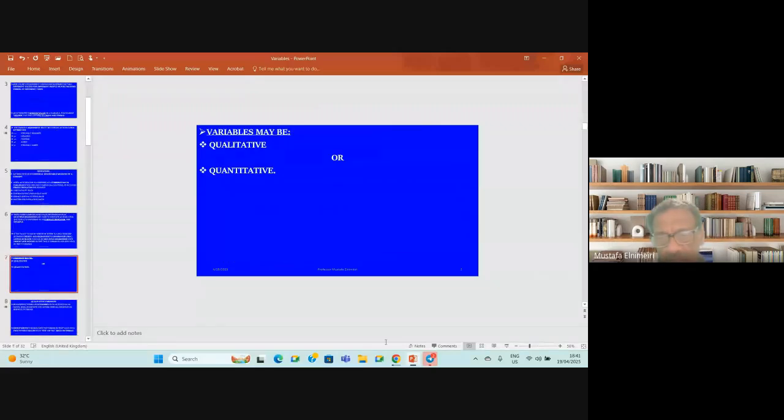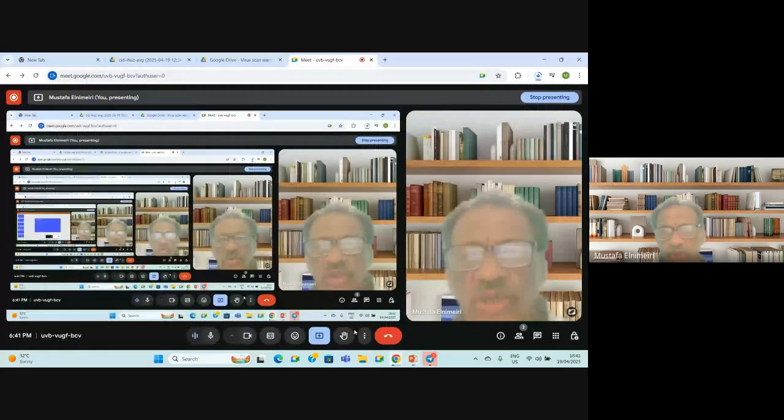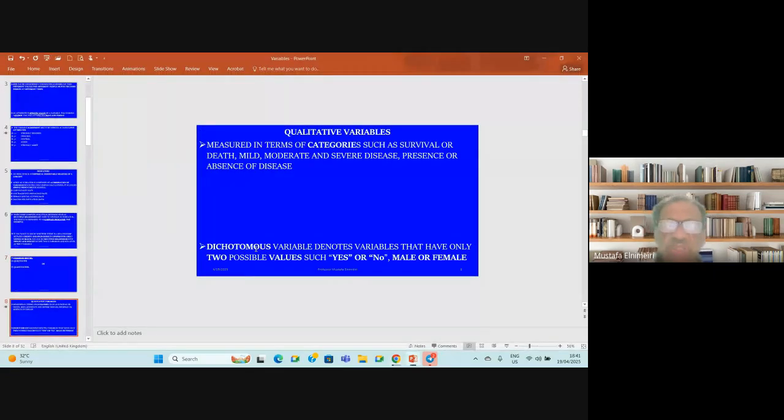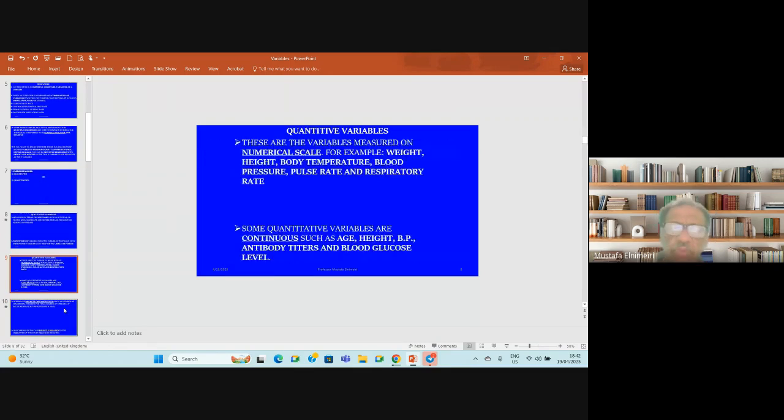Also, we can classify the variables into qualitative and quantitative variables. Qualitative variables are measured in terms of categories such as survival or death, mild, moderate, and severe elevated blood pressure, presence or absence of disease. And also we can talk about dichotomous variables, which denote variables that have only 2 possible values, such as yes or no, male or female, dead or alive, positive or negative.